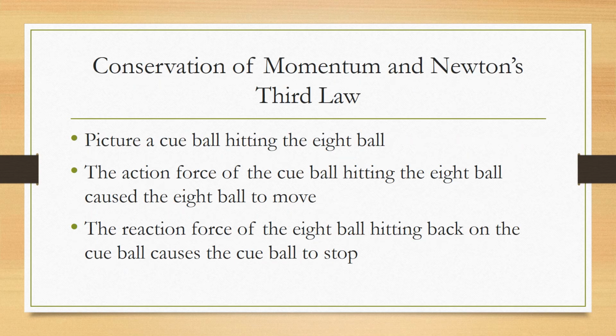We just talked about the cue ball hitting the 8 ball, or whatever ball you're hitting. But just to pair that up with Newton's third law, which talks about the action and reaction force pair: the action force of the cue ball is that it's hitting the 8 ball, and that caused it to move. The 8 ball hits the cue ball back, and that's what causes it to stop. That's why momentum is tied in with the third law, because those action-reaction forces are what cause the momentum to be conserved and passed on to the other object that it's hitting.